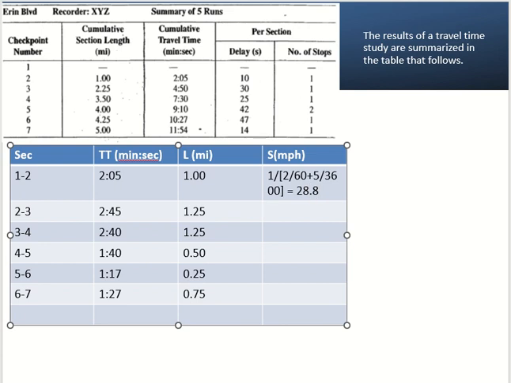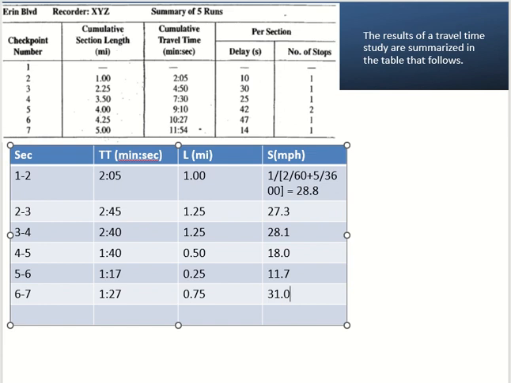Again, the length will change, the time will change. 27.3. Next. 28.1. 18. 11.7. 31.